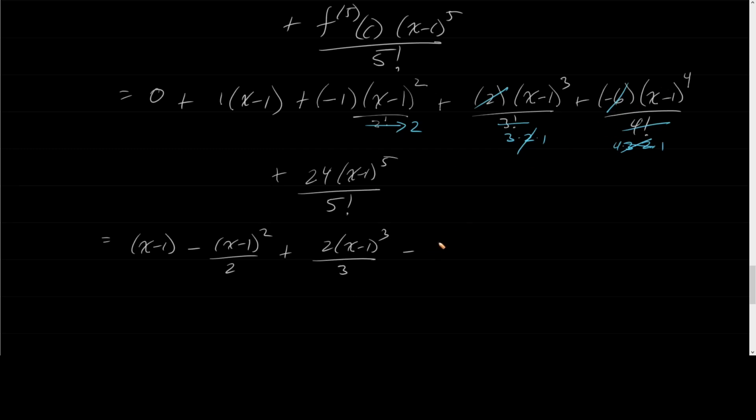So I have minus x minus 1 to the fourth over 4. And for similar reasons here, this 5 factorial is 5 times 4 times 3 times 2 times 1. 4 times 3 is 12. 12 times 2 is 24. So these three right here cancel out that 24. So I have plus x minus 1 to the fifth over 5. Cool.